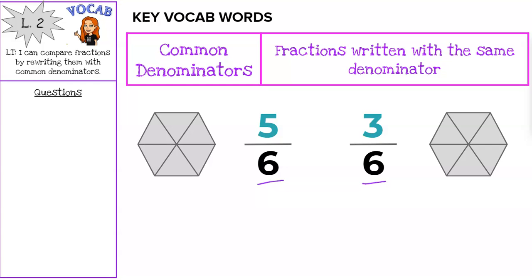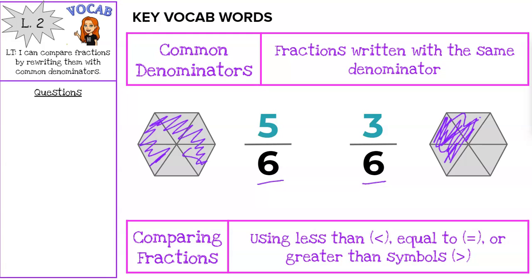So we could shade this as 5 of the 6 pieces are shaded. And this one would be 3 of the 6 pieces are shaded. Comparing fractions is using less than, equal to, or greater than symbols, and it denotes which one is the larger fraction. So if we look, 5/6 covered more of the triangles than 3/6. So we can say that 5/6 is greater than 3/6.